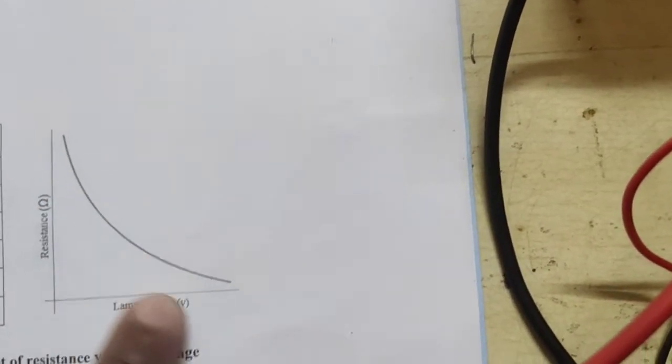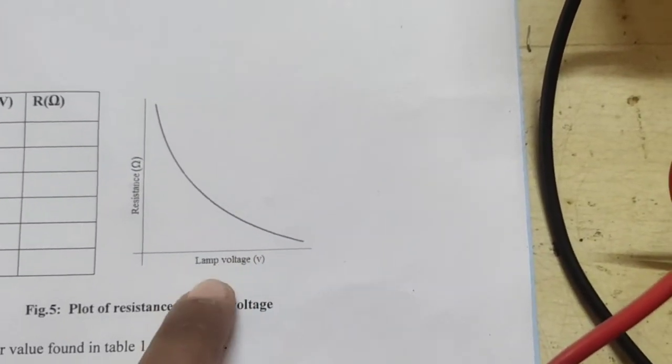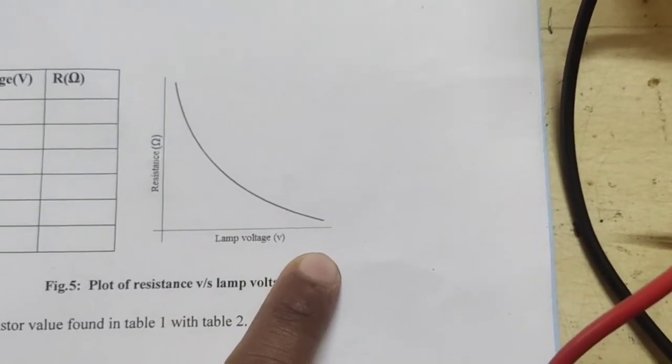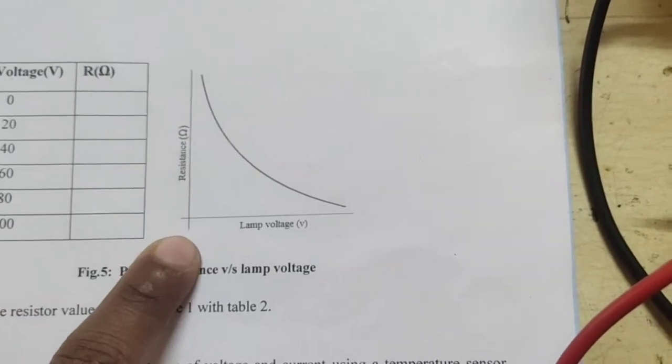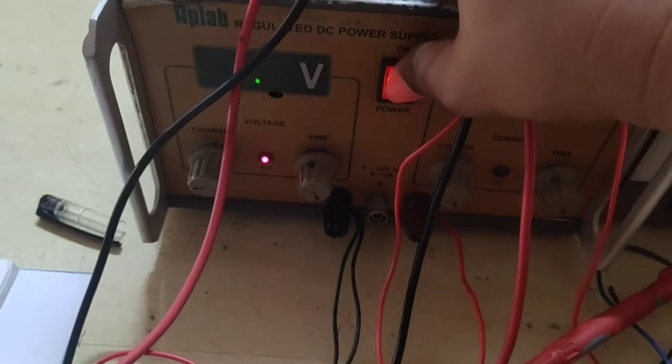This is the response for a negative temperature coefficient thermistor. That means as the voltage is increased, resistance will decrease. Let's see the readings and how it works. I will show you the circuit diagram here.